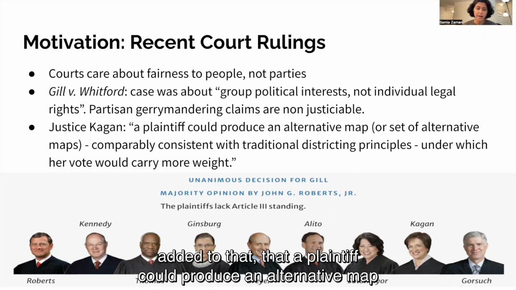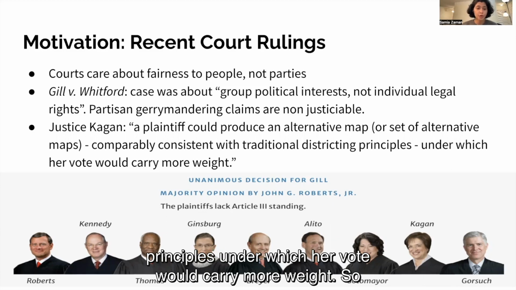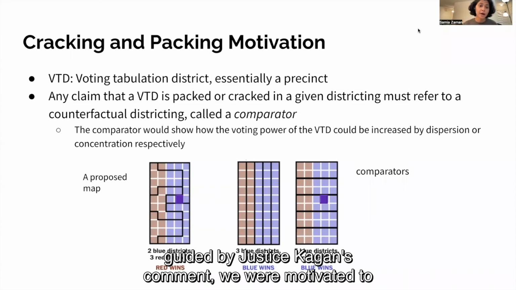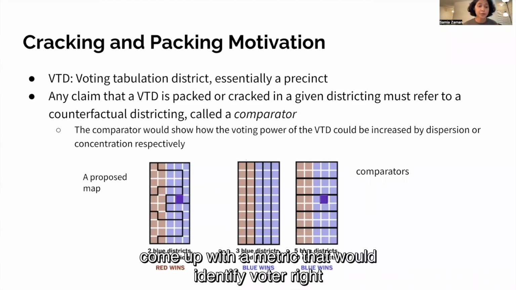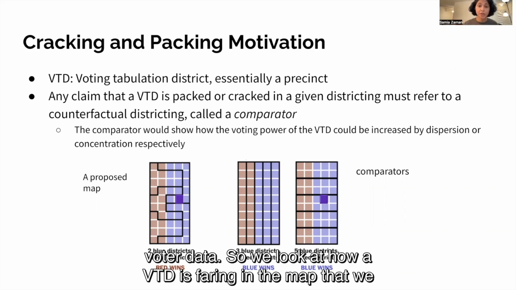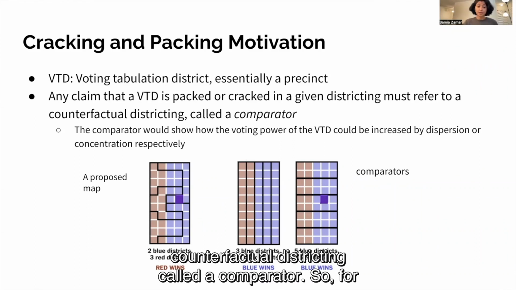Justice Kagan added to that that a plaintiff could produce an alternative map comparably consistent with traditional districting principles under which her vote would carry more weight. So guided by Justice Kagan's comment, we were motivated to come up with a metric that would identify voter disenfranchisement at the smallest granularity possible, which is a VTD, the smallest level at which we have voter data. So we look at how a VTD is faring in the map that we are auditing when compared to a randomly generated counterfactual districting called a comparator.